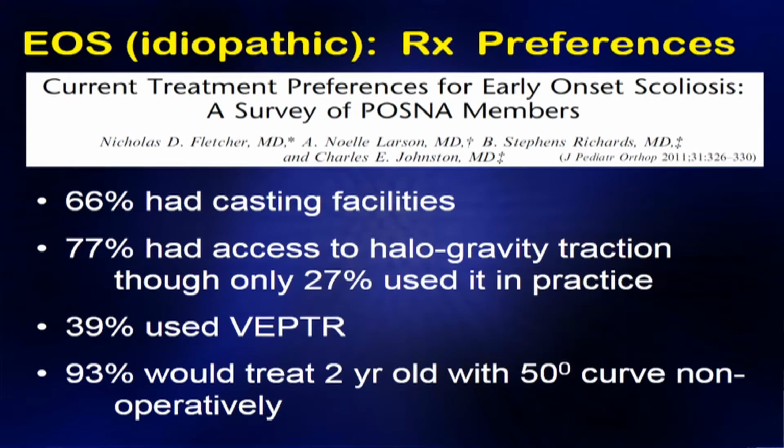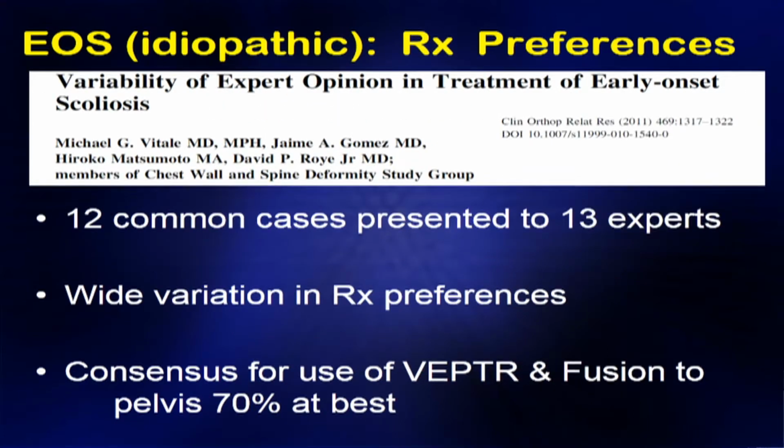Again, 12 common cases presented to 13 experts, wide variation in treatment preferences. The consensus for use of VEPTR and fusion to pelvis was 70% at best. So the outcomes, again, very little known until now, none available until March of 2011. There is, of course, the EOS questionnaire, 33 items in 13 domains.